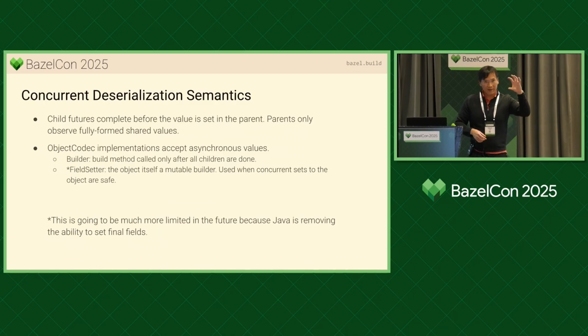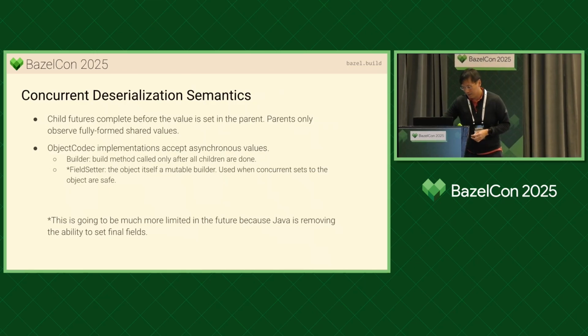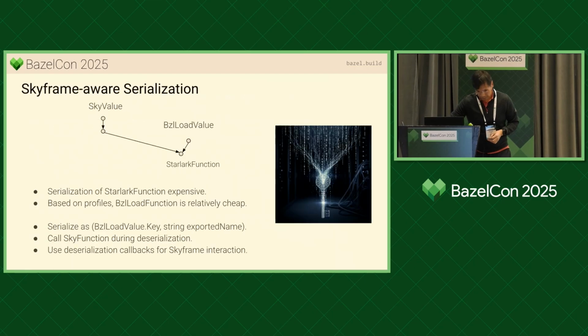You can imagine having an object constructed with all nulls using an unsafe API, and then the private fields being written in. That is a thread-safe operation, but that's going to go away in the future because Java is removing the ability to set final fields.